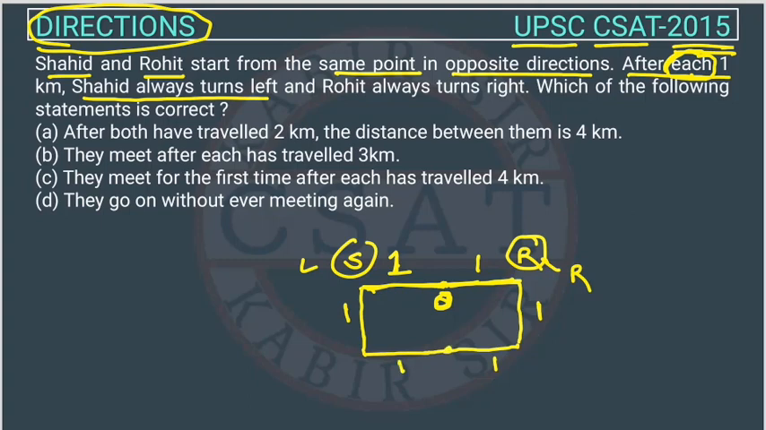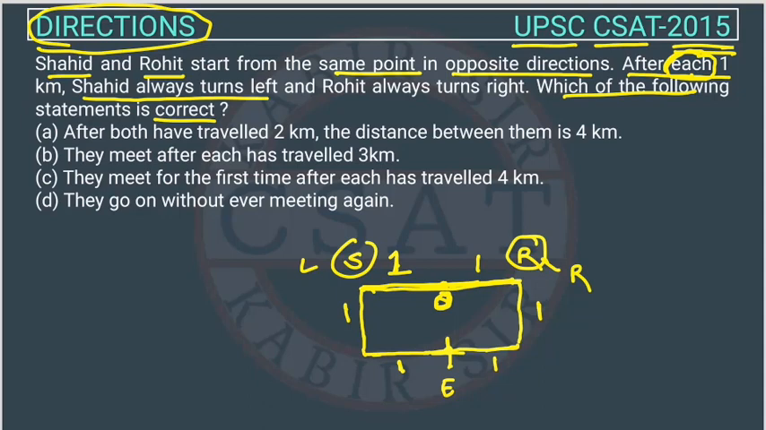Right. And they are both meeting here after walking 1 kilometer, 1 kilometer. Because this is also 2 kilometer total. So this is also 2 kilometer. Okay. And they are meeting here. This is the end point. Right. Which of the following statement is correct? Now we have to tell which of the following statement is correct.